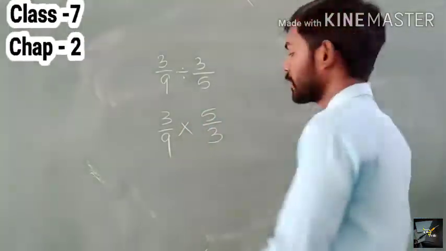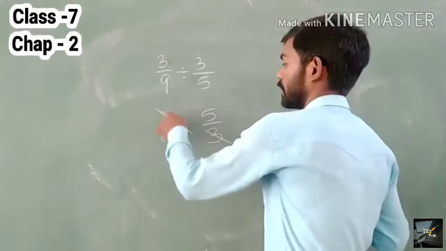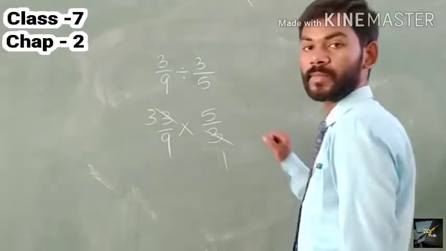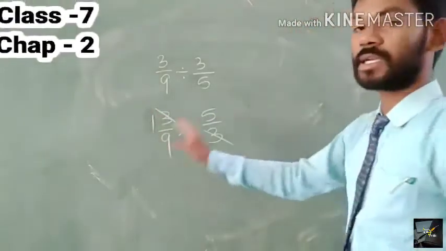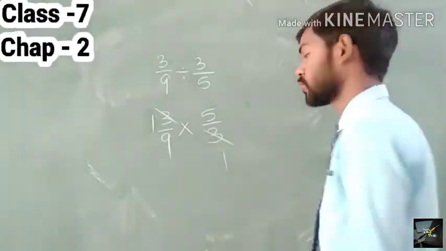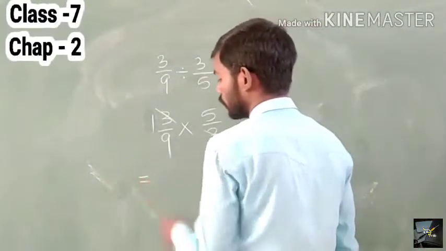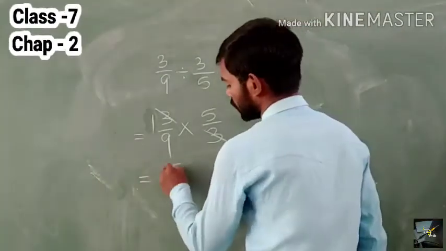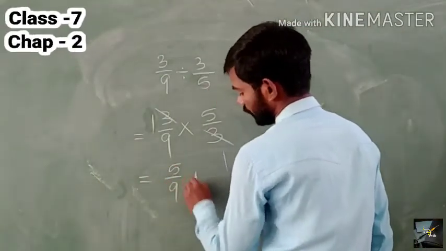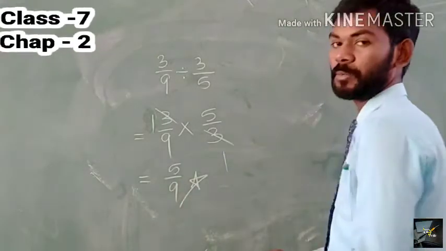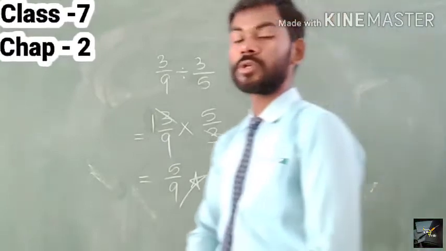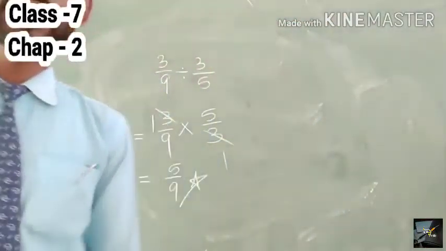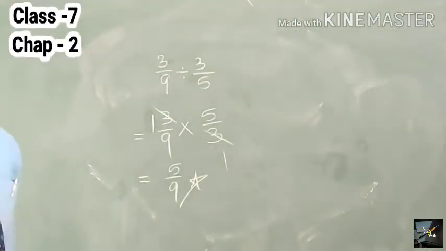Now simplify them. So here we get 3 ones are 3, 3 ones are 3. Okay. After this we can see that there is no common factor, so we need not remove anything more, and at last we get the result as 5 upon 9. Therefore 5 upon 9 is the right answer. So students, I hope it is clear to everyone.